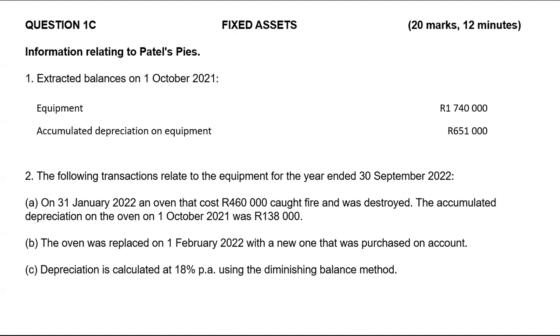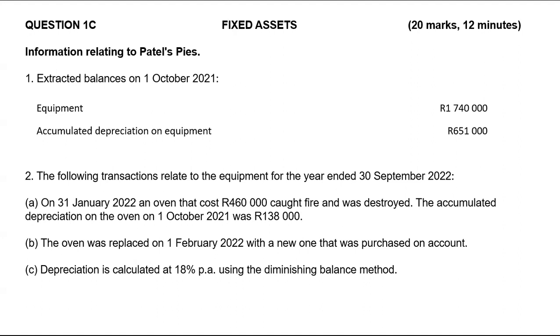What we know for sure is that your assets should be measured at cost price. And the cost price of all equipment at the beginning of the year is 1,740,000. Accumulated depreciation on equipment is 651,000.